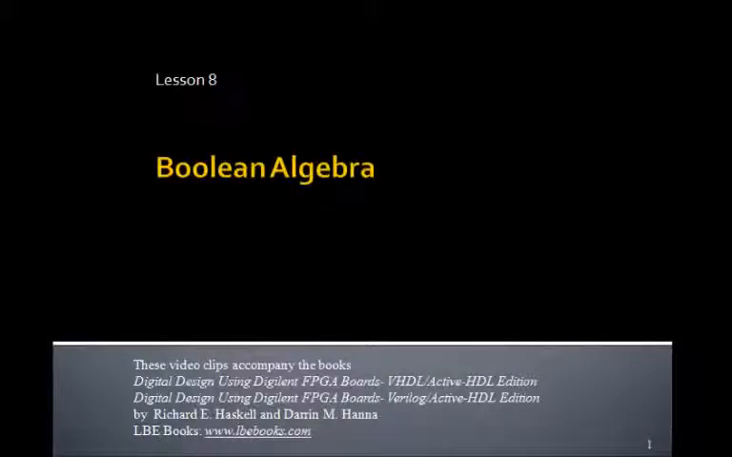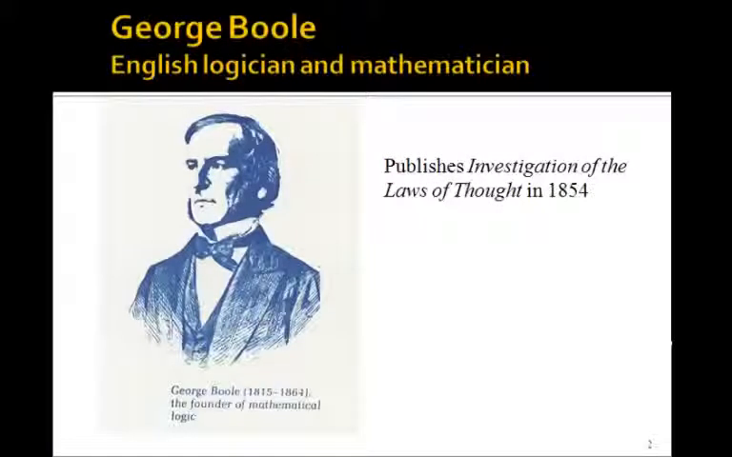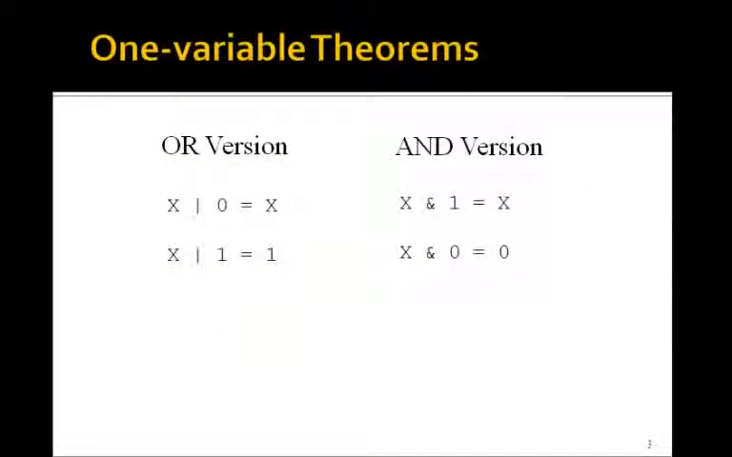This is lesson 8, which is going to be an introduction to Boolean algebra. Now, Boolean algebra is named after George Boole, who was an English logician and mathematician. And in 1854, he published The Investigation of the Laws of Thought, in which he gave a mathematical foundation to logic. Now, logic involves, remember, things that are true and false. And in our case, we're going to consider 1 to be true and 0 to be false.